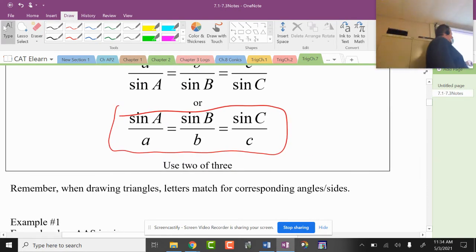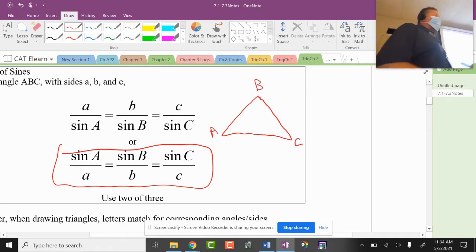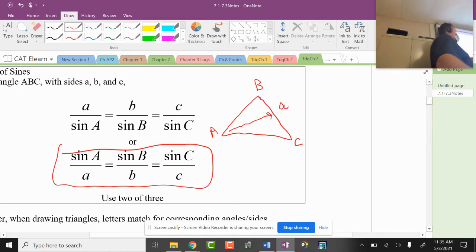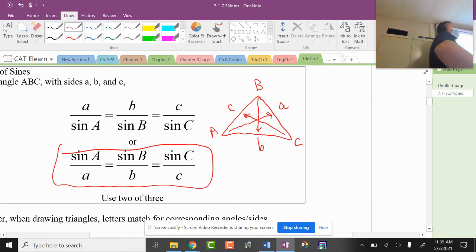Remember, when drawing triangles, letters match for corresponding angles and sides. So maybe off to the right here, you should put triangle ABC. And I don't care where you put A, B, or C. You can put A at the top, C on the left, it doesn't matter. What does matter, though, is that side lowercase a is opposite angle A. And that's one of the first things you're going to need to do when you're given questions. If it's not given in a drawing, you should really draw it. You should really get this relationship down. And then it becomes real easy. And it really, really is.